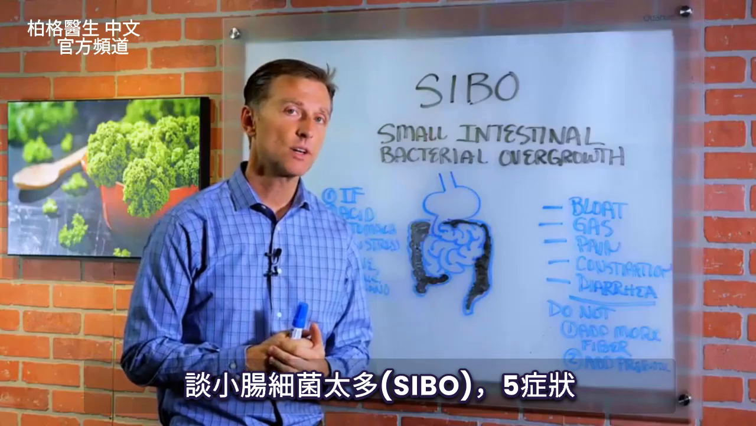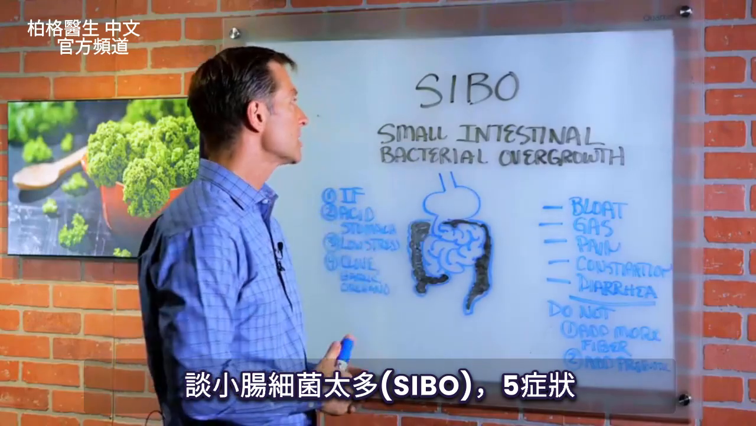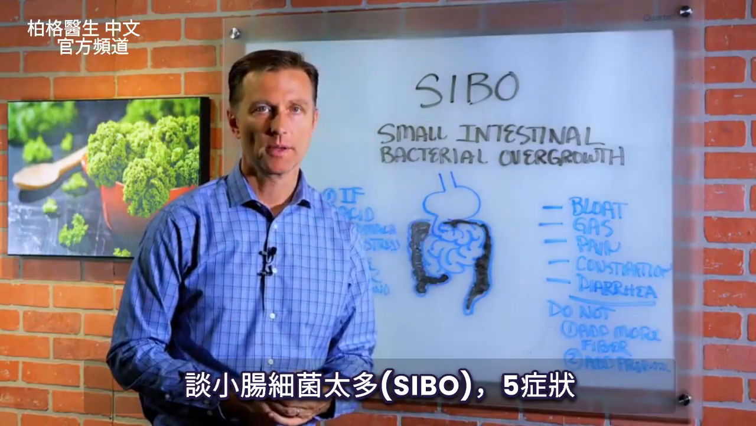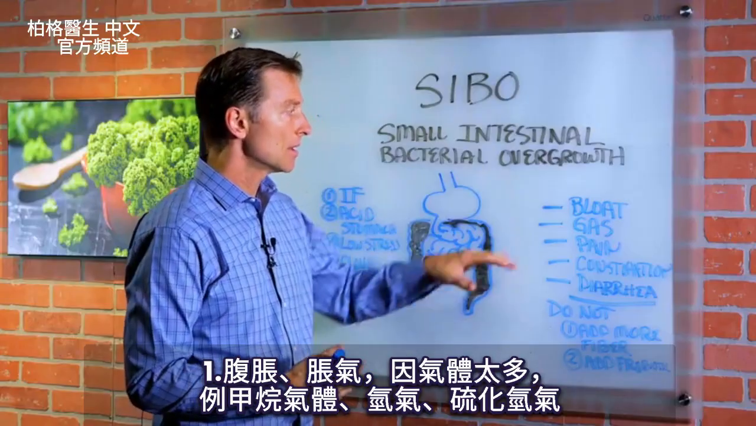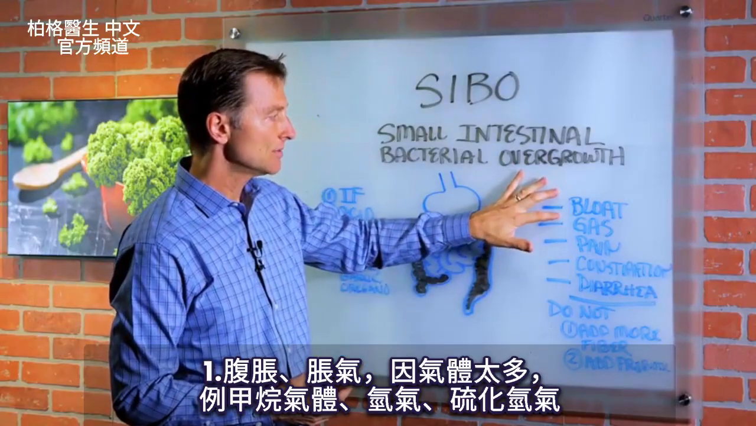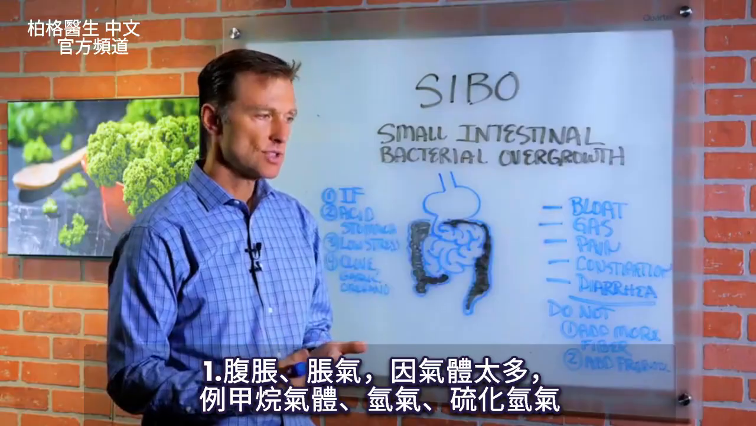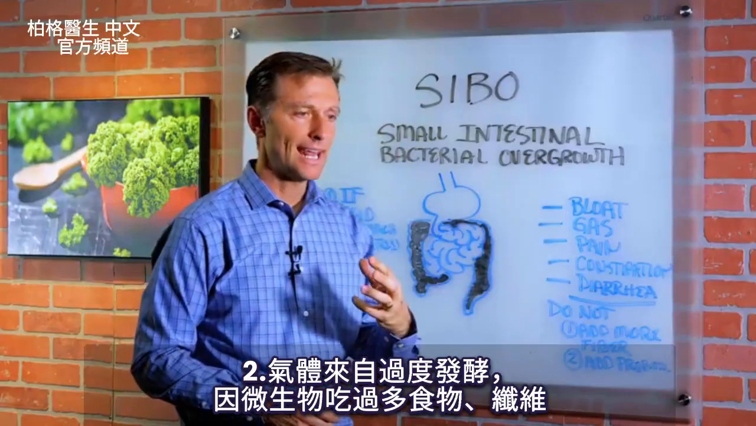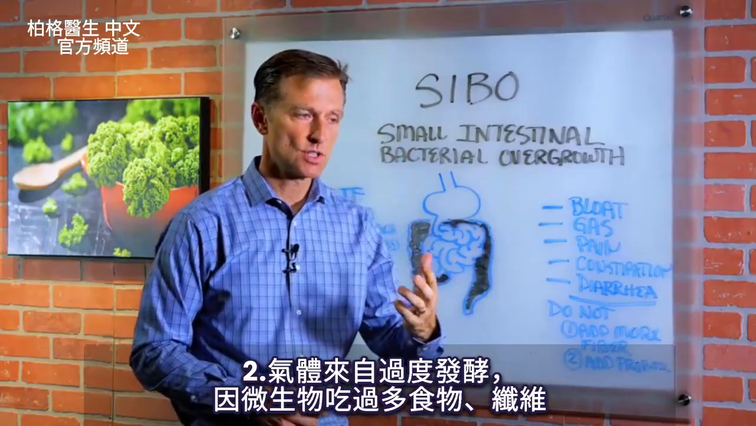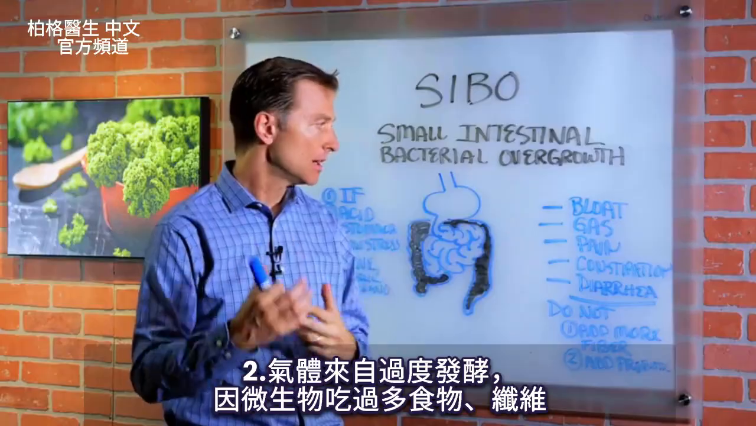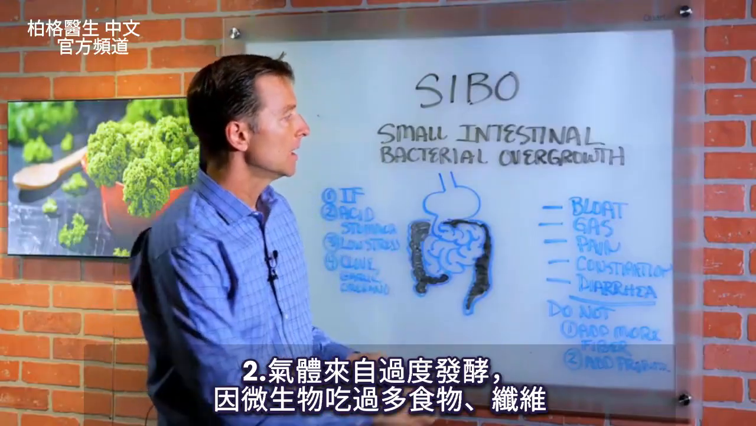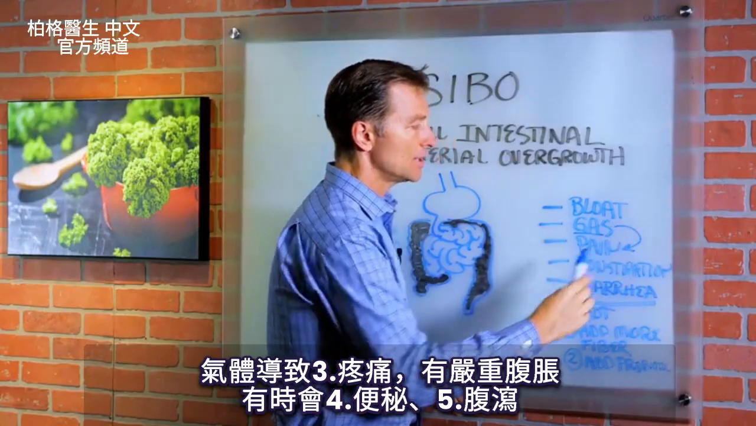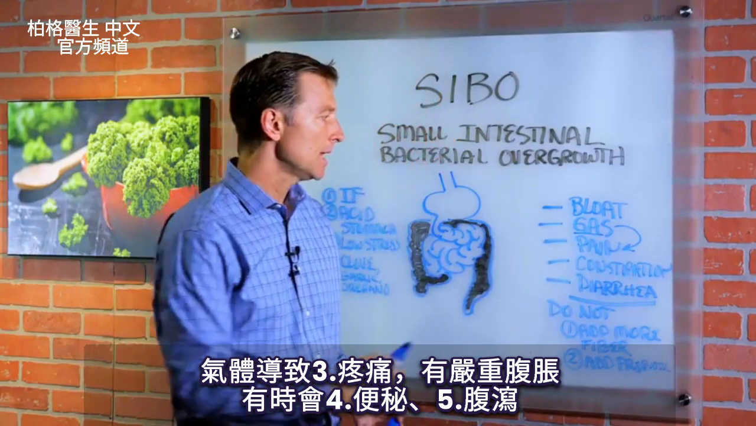Hey guys, in this video we're going to talk about something called SIBO, small intestinal bacterial overgrowth. Some of the symptoms are bloating, because there's gas involved, methane gas and hydrogen sulfide gas, coming from excess fermentation, which is the microbes eating too much food and fiber. So you're going to have this gas, which is going to cause pain. So you have a lot of bloating.